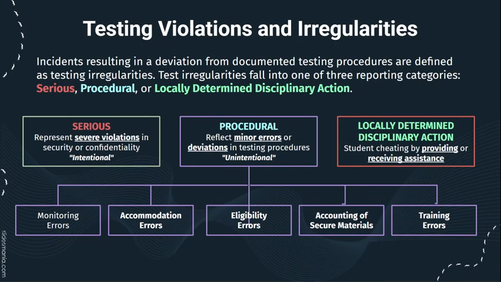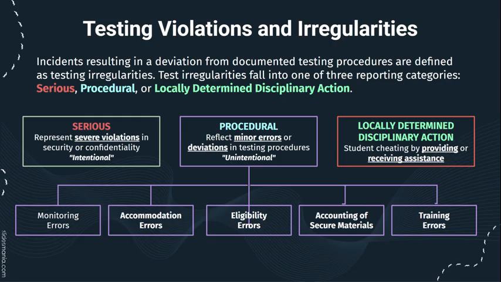Testing violations and irregularities. Incidents resulting in a deviation from documented testing procedures are defined as testing irregularities, and they fall into one of three reporting categories: serious, procedural, or locally determined disciplinary action. Serious testing violations include conduct that violates the security and confidentiality of a test and, in general, is an intentional act by a staff member, such as altering a test response or discussing secure content.